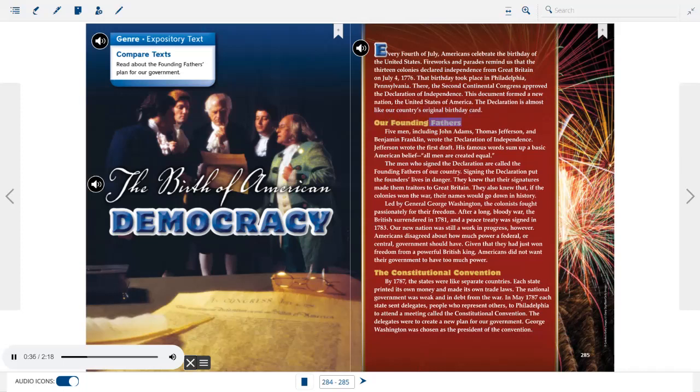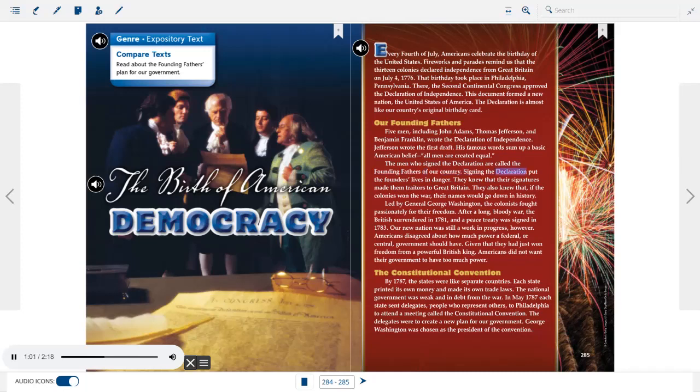Our Founding Fathers. 5 men, including John Adams, Thomas Jefferson, and Benjamin Franklin, wrote the Declaration of Independence. Jefferson wrote the first draft. His famous words sum up a basic American belief: all men are created equal. The men who signed the Declaration are called the Founding Fathers of our country.